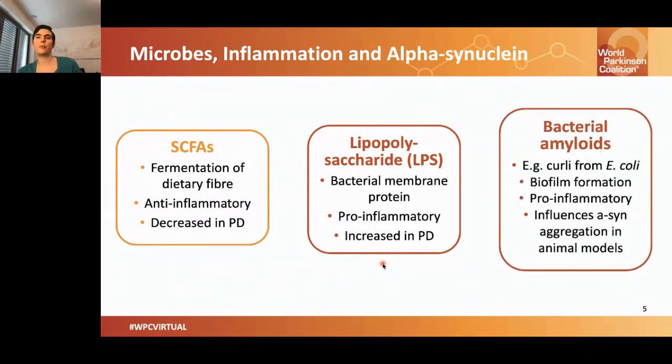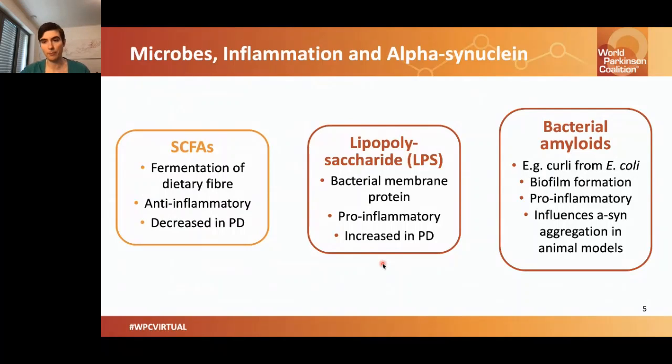Another intriguing group of pro-inflammatory molecules are bacterial amyloids, which resemble human amyloids like alpha-synuclein. One example of them is curli, which is produced by bacteria such as E. coli and Salmonella to make biofilms. These are microbial community structures that help them stick together. Curli has actually been shown to increase alpha-synuclein aggregation in animal models, and this could quite directly connect it to Parkinson's pathogenesis.